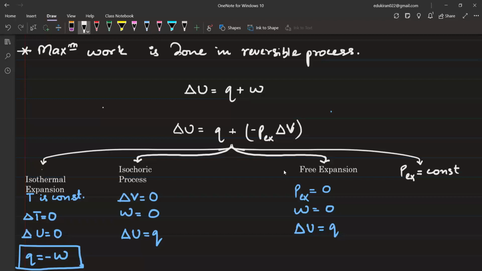Then in that case, whatever heat is involved, it is equal to a new term that we will study in the next class, delta H. That is enthalpy. Enthalpy का सीधा सीधा मतलब क्या है? It is the heat involved when we have constant external pressure.